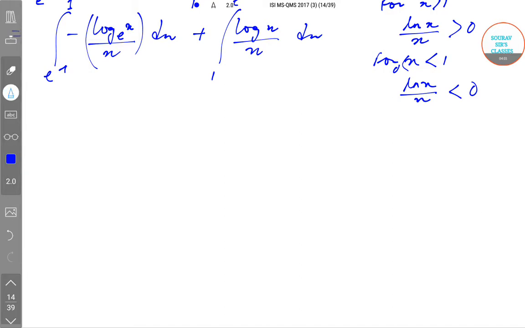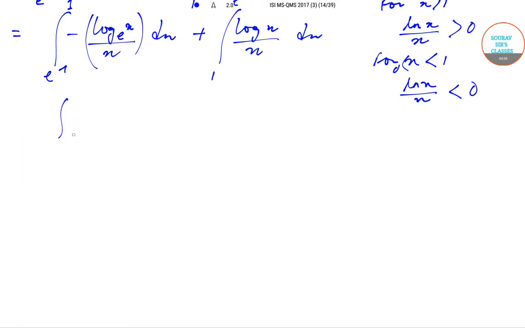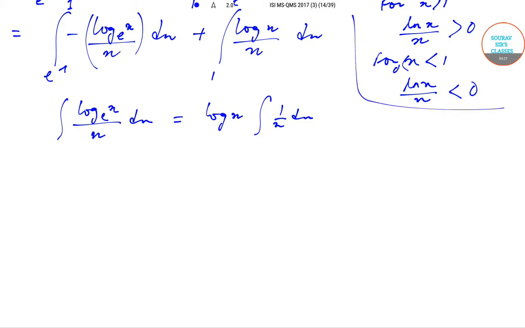So what we'll do over here, we'll find out the value of the integration of log of x to the base e by x dx. This is the value that we need to find out. We will find it by using integration by parts. So this will come down to log of x times the integration of 1 by x dx, minus the integration of 1 by x into the differentiation of log of x to the base e. This will lead to 1 by x dx.